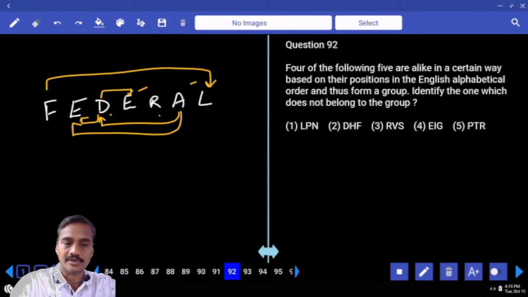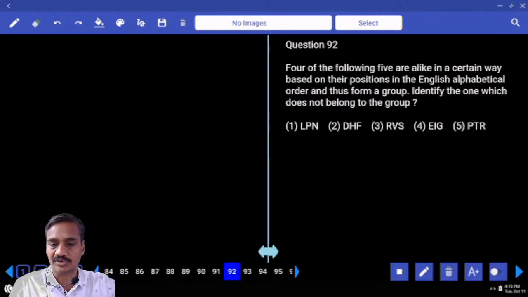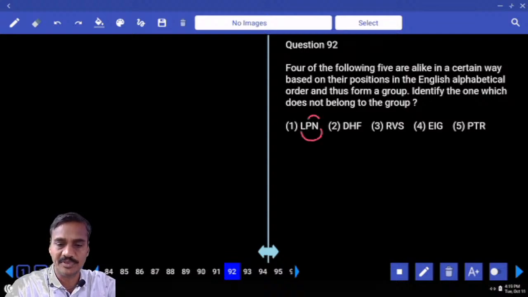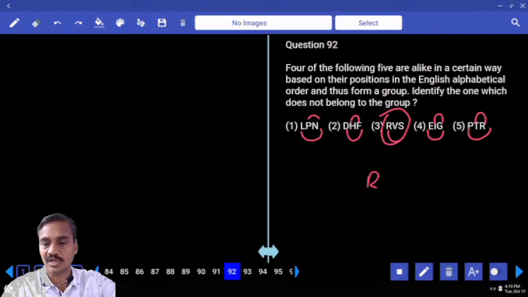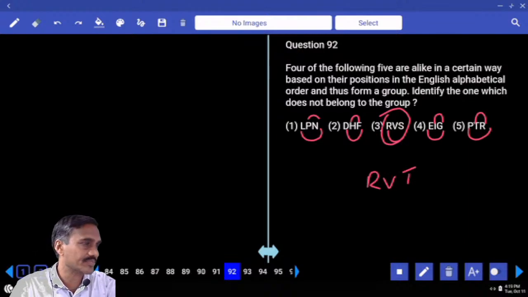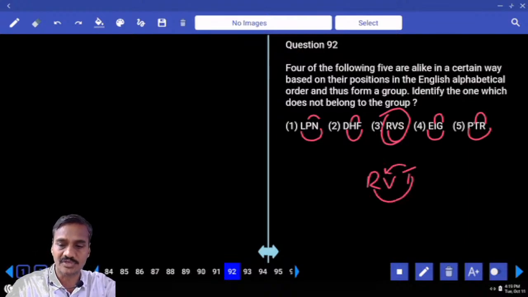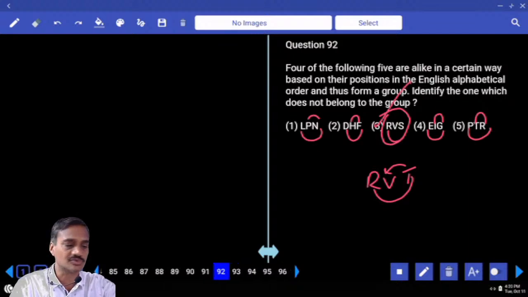Question 91. Question 92, 4 out of the following means odd one out. L-M-N-O-P, D-E-F-G-H, E-F-G-H-I, P-Q-R-S-T, R-S-T, then U-V. Hence this is the odd one. R-S-T, U and V. Hence choice 3 is the odd one, question number 92.